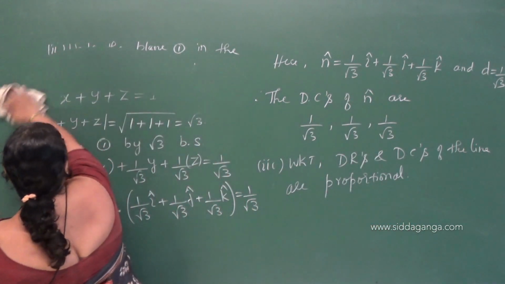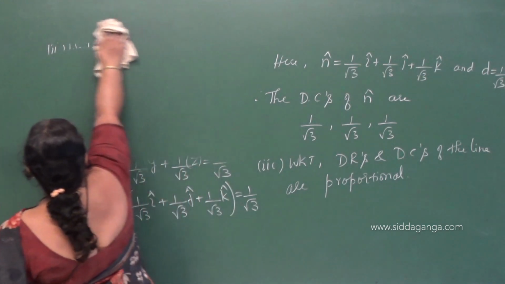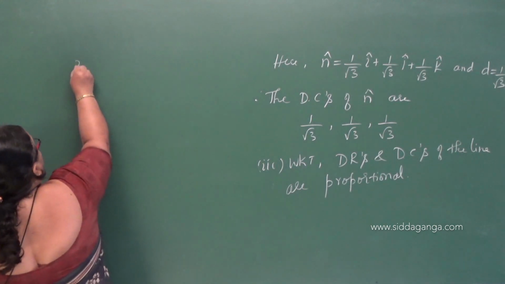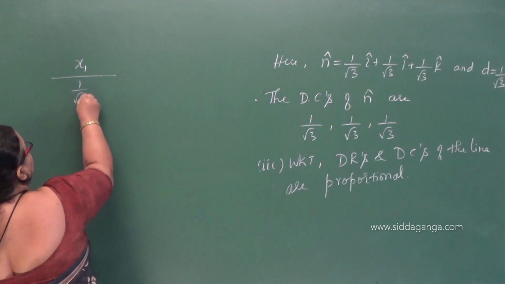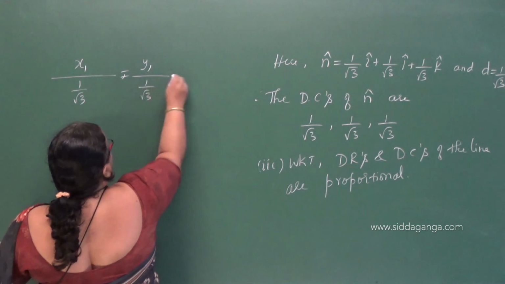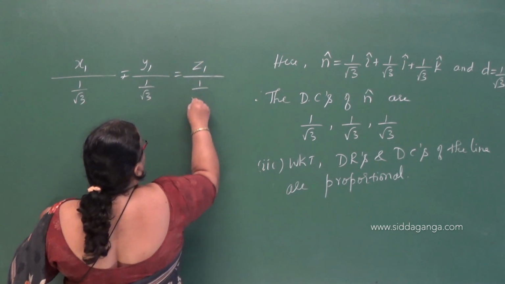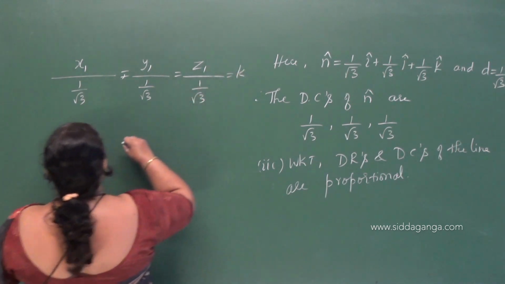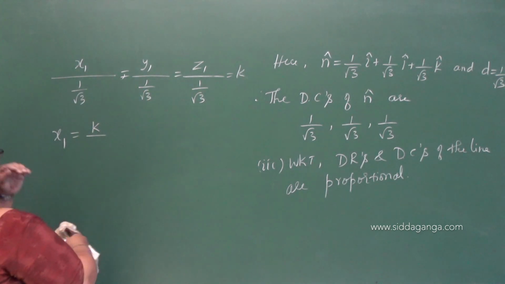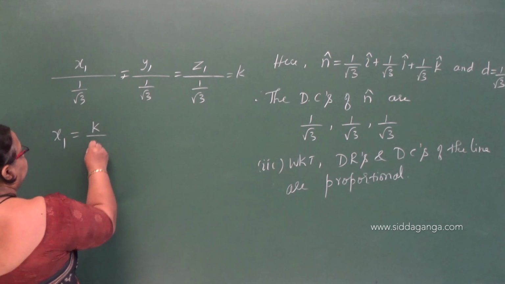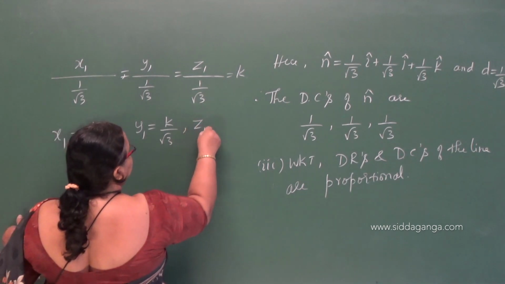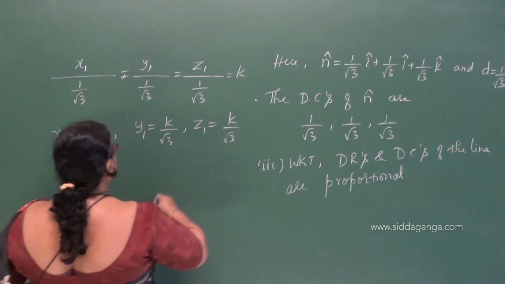And hence we have x1 divided by 1 by root 3, equal to y1 by 1 by root 3, equal to z1 by 1 by root 3. Let it be equal to k. Therefore, x1 equal to k into 1 by root 3, that is k by root 3. So y1 equal to k by root 3, z1 equal to k by root 3.